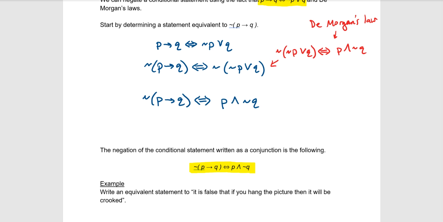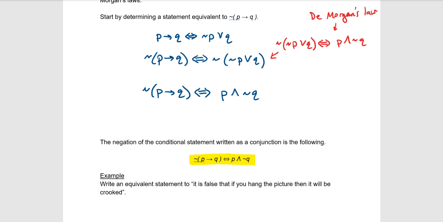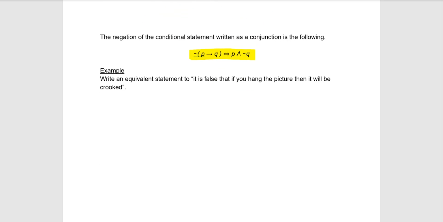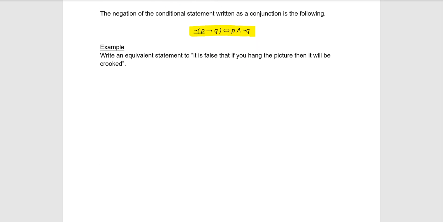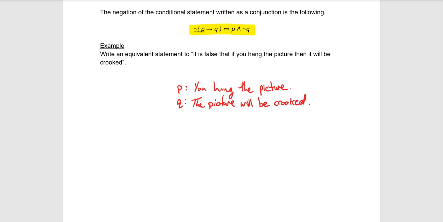In the previous one we had a conditional as a disjunction. Now we have the negation of a conditional written as a conjunction. So let's do this example. Let's write an equivalent statement to: it is false that if you hang the picture, then it will be crooked. As usual, let's start with our statements P and Q. Statement P is you hang the picture. Statement Q is the picture will be crooked.